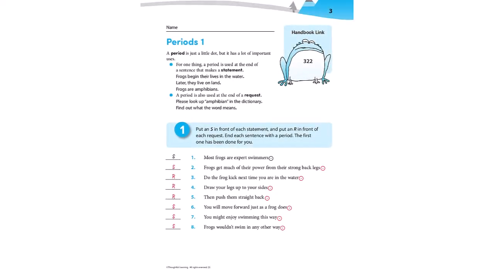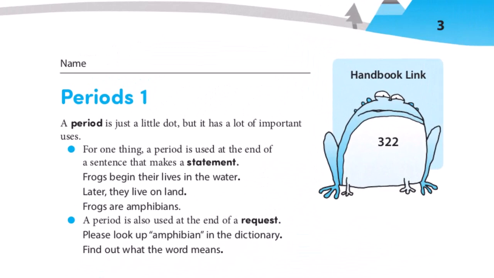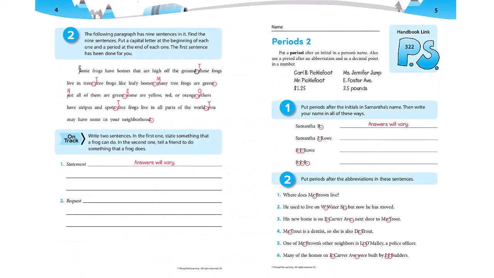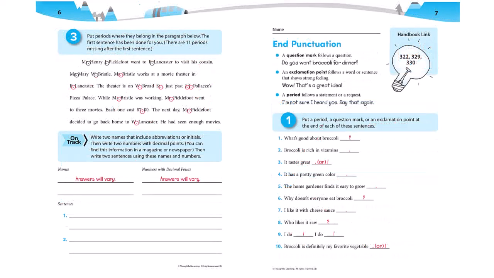Each activity begins with an explanation of a rule, along with an example. Then students have a fun activity to try out what they learn. Another activity helps support the first one. And then students are prompted to write their own sentences and apply what they have learned. Here we see more activities on periods and other end punctuation.